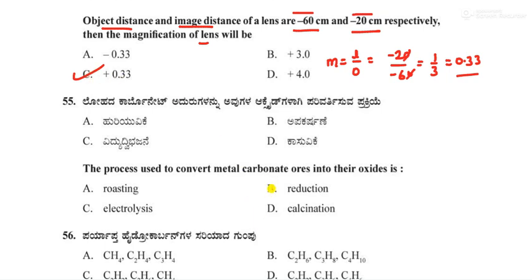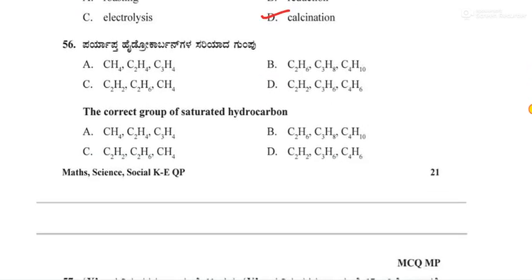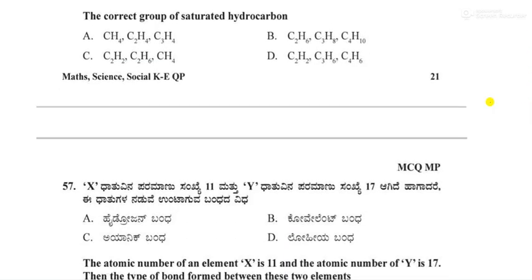Next, moving to question number 55. What have they given here? In question number 55 they have asked the process used to convert metal carbonate ores into their oxides. What do we call this? Metal carbonate into their oxides, it is called calcination. Remember, it is called calcination. Next is question number 56.